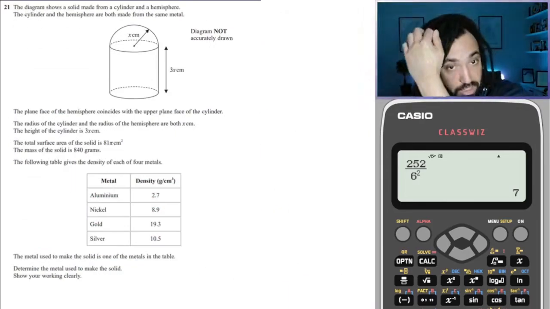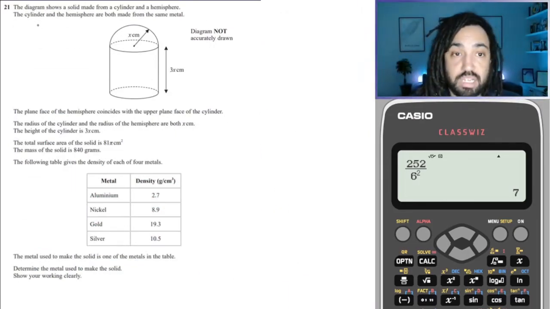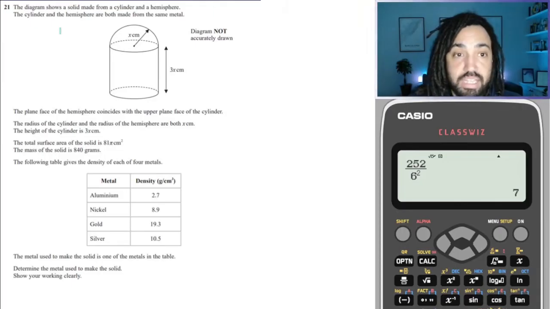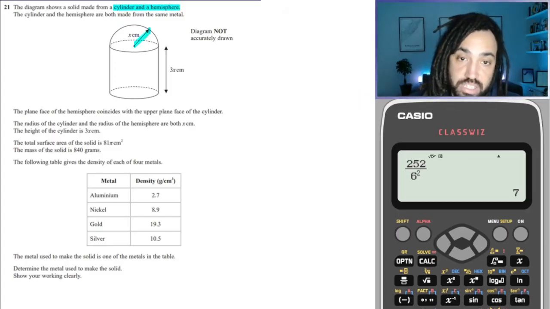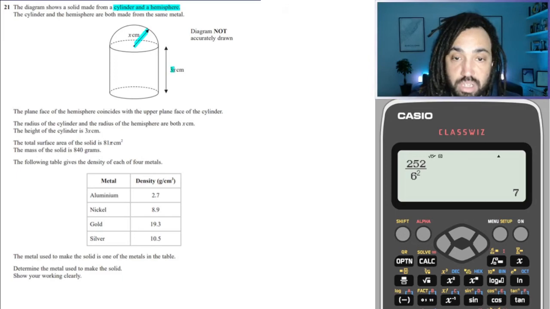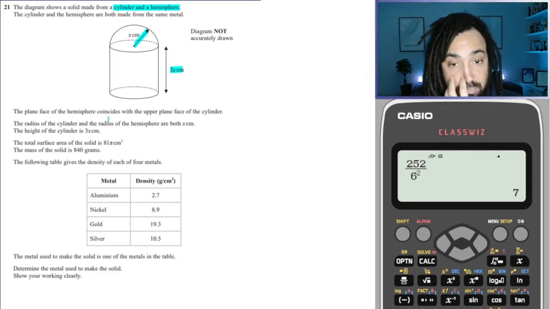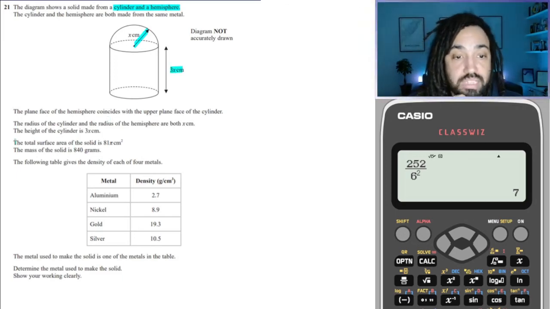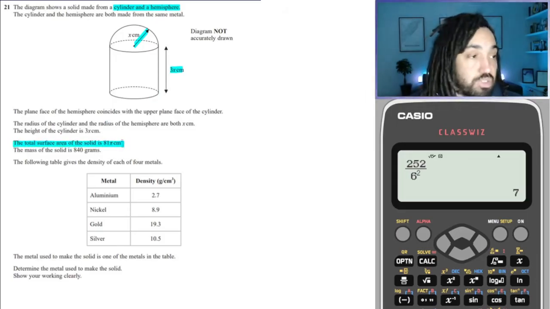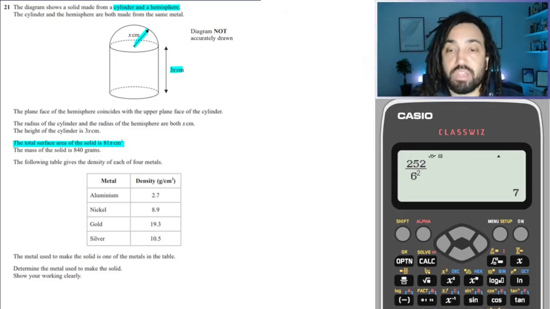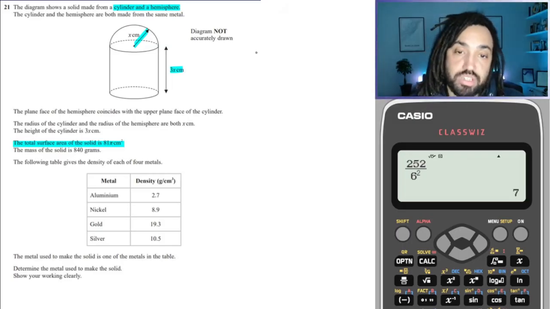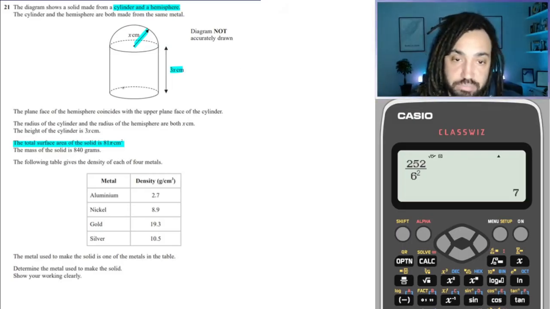Okay, next question looks pretty horrid. We've got a solid made from a cylinder and a hemisphere again, and we know that the radius is x, and we know that the height of the cylinder is 3x. And then it just says that the total surface area is equal to 81 pi. Fine. So let's work out the surface area.